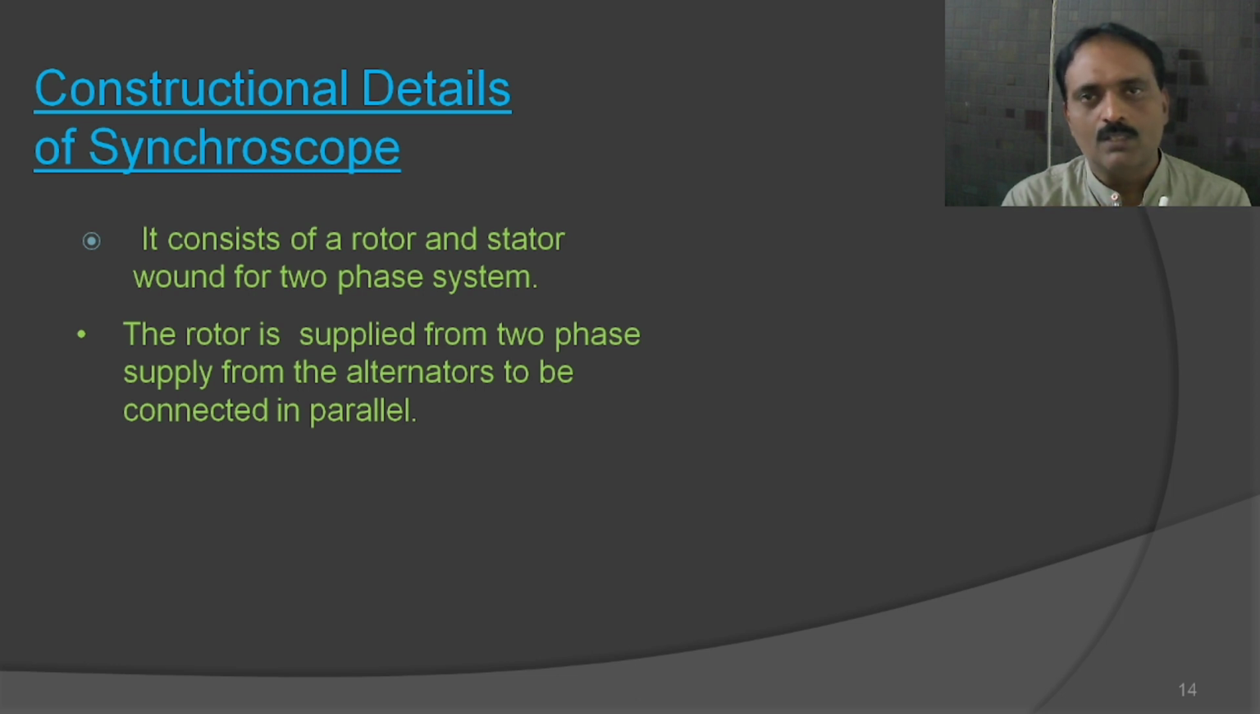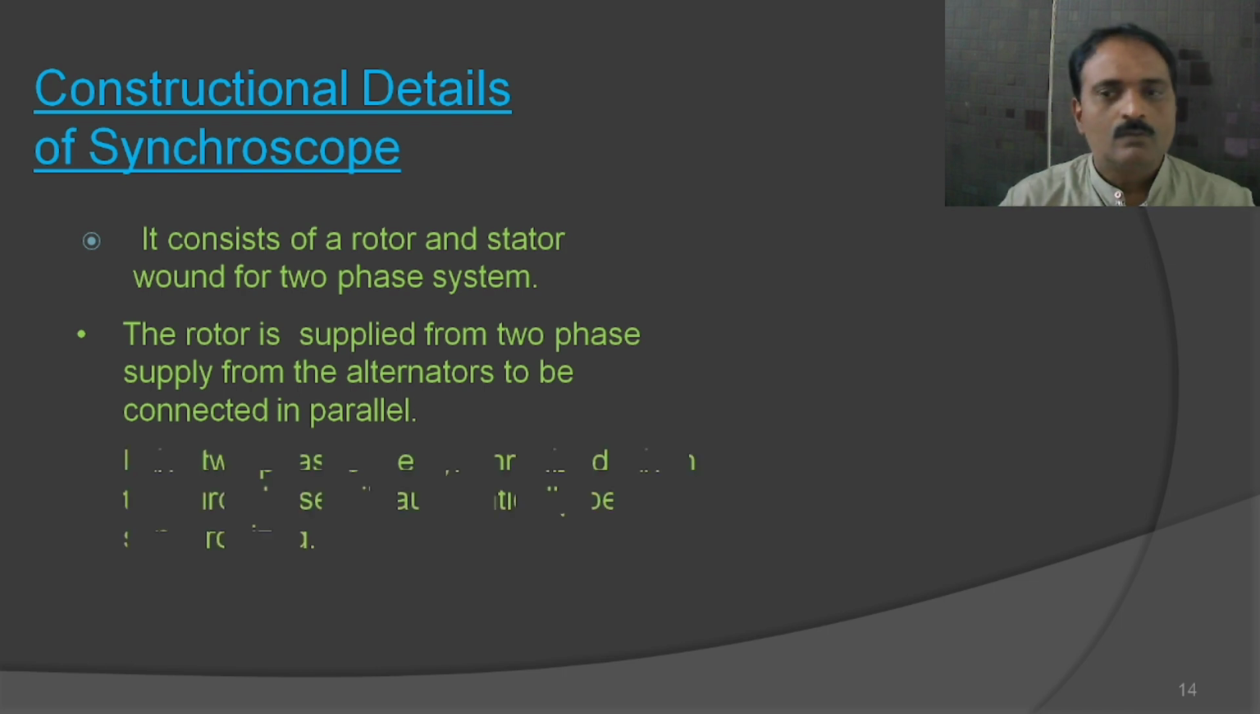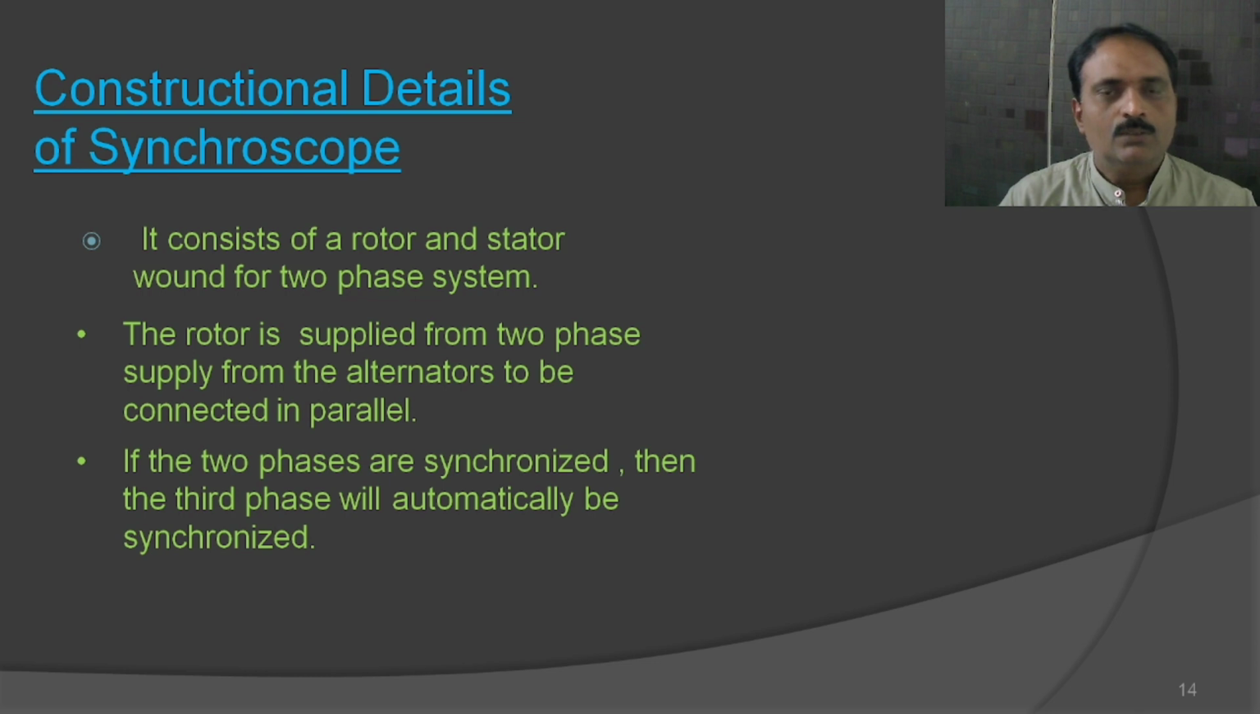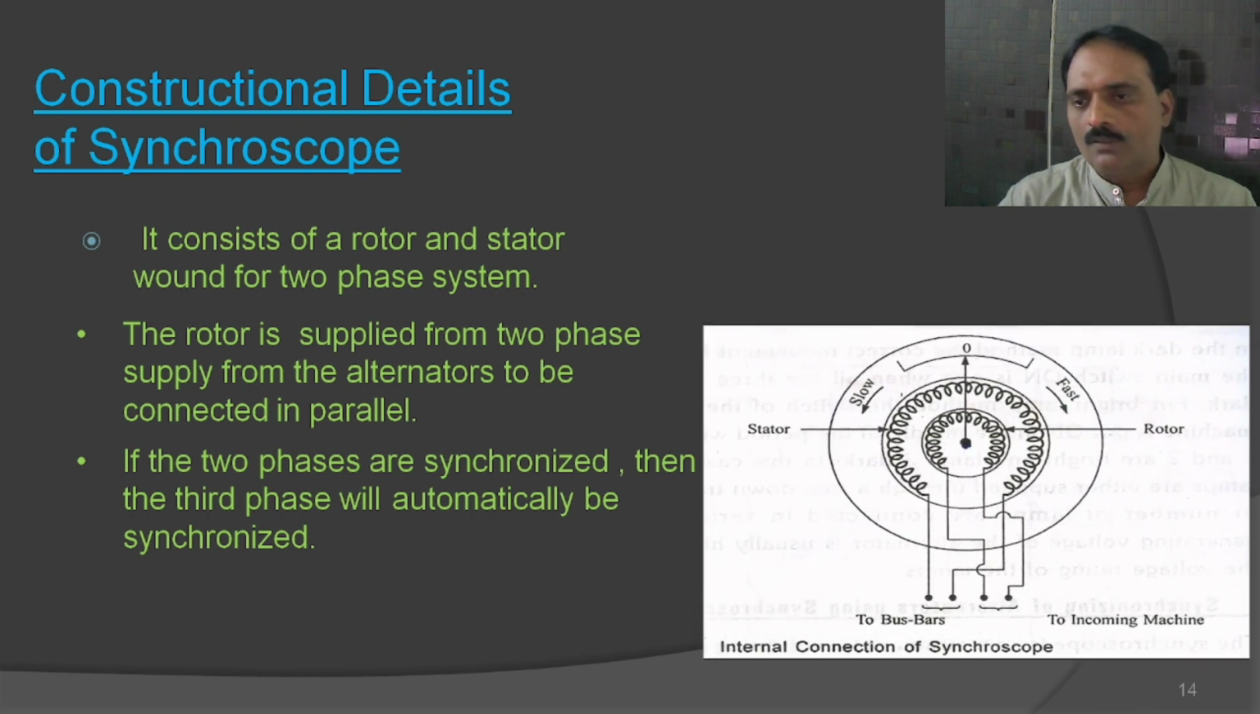So here the rotor of this Synchroscope is going to be supplied from the two phases of the alternator which is to be connected in parallel. If the two phases are synchronized, then automatically the third phase is also going to be synchronized. So this is how the synchroscope is going to be. Let me explain to you the constructional parts.